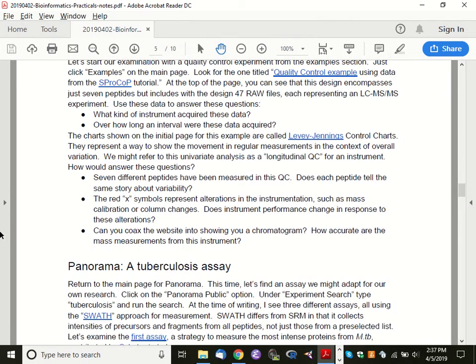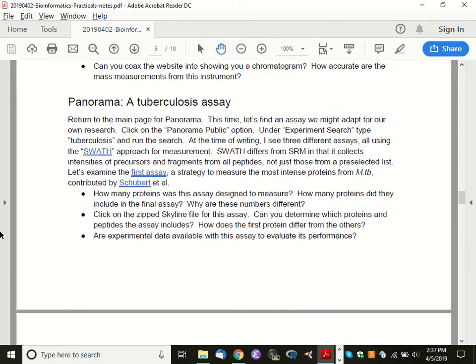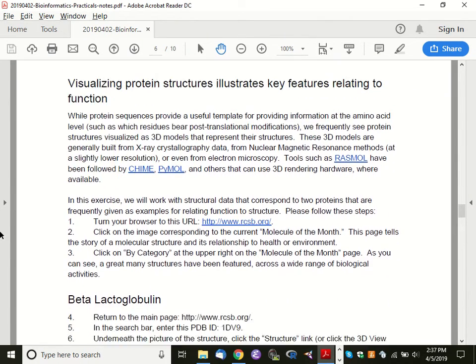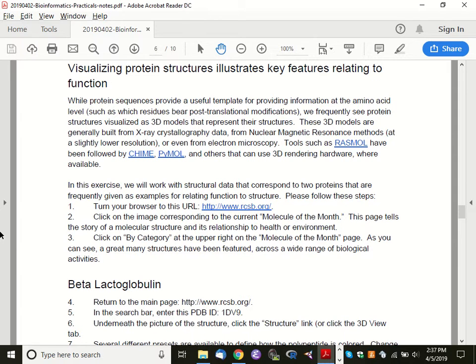All right, now I'm going to skip past this other stuff. I'm going to move past Panorama as well, because this last part is really cool, and I would really like to show you how to do this. We're not talking about protein structure in the bioinformatics section, and I'm really sorry about that, because it's a neat topic. But I would submit that on occasion you need to use structural information.